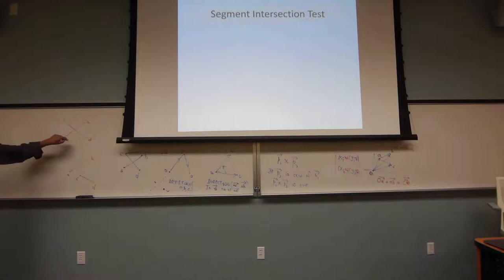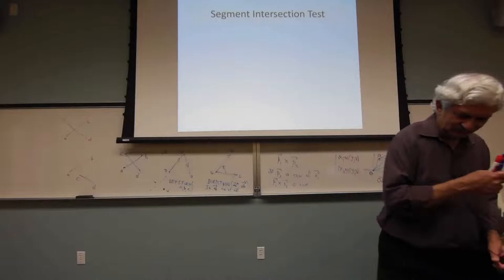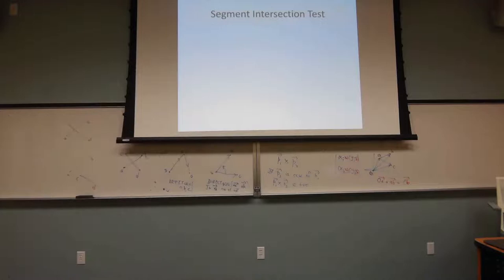AB and CD, yeah. We'll find for D whether D is left or right with respect to AB, and we'll find for C also whether C is left or right with respect to AB. If both are different, then we can say that they're intersecting. We can cross check.